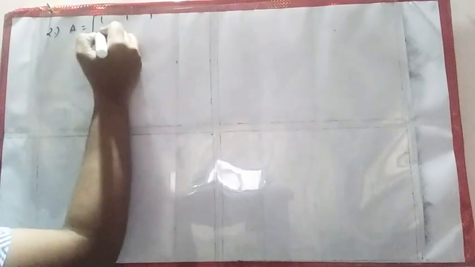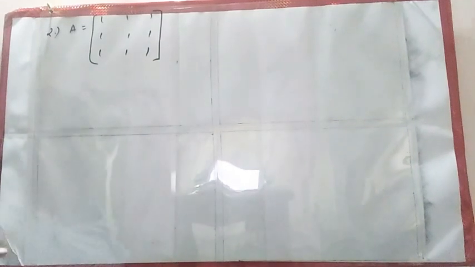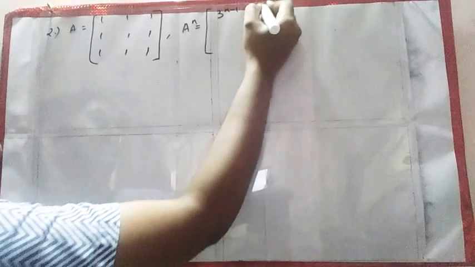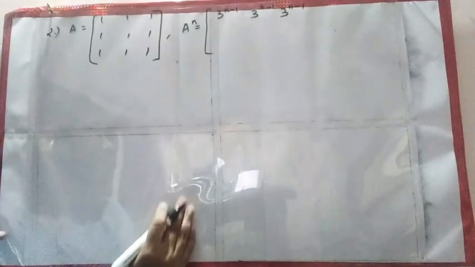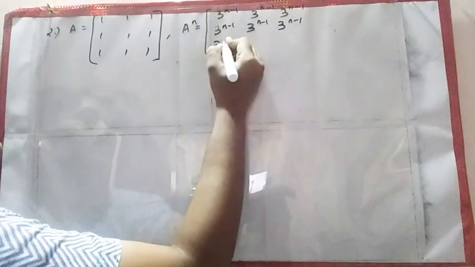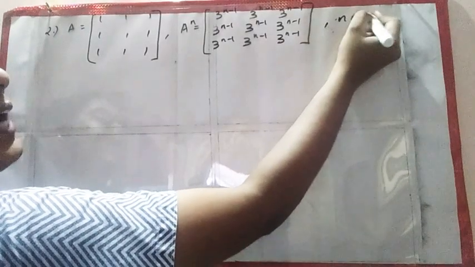So now we are going to the second question. Second question is, if A is equal to a 3 by 3 matrix with 1, 1, 1, 1, 1, 1, each element of A is equal to 1, prove that A raised to n is equal to a 3 by 3 matrix where every element is 3 raised to n minus 1, where n belongs to natural numbers.